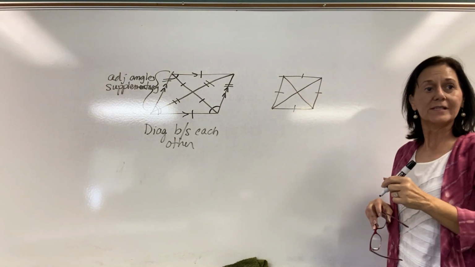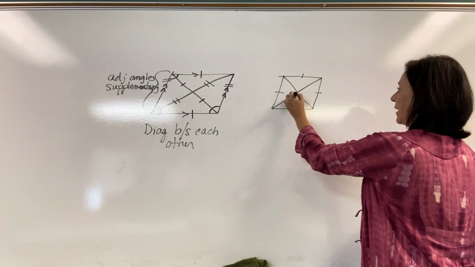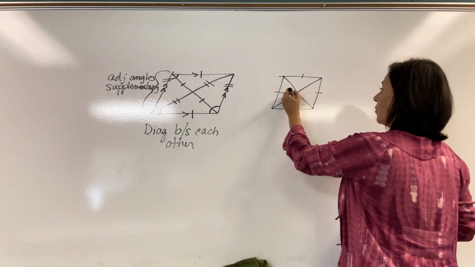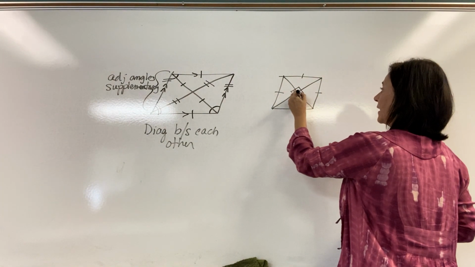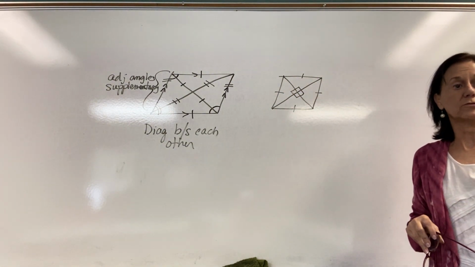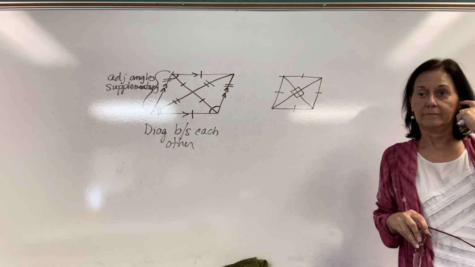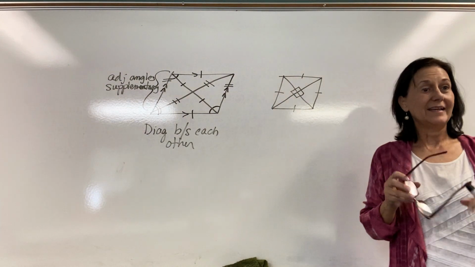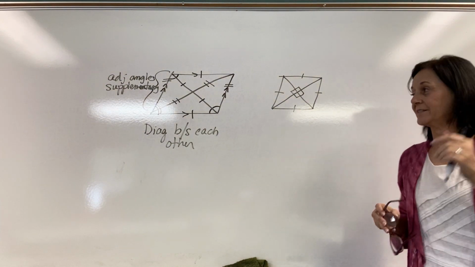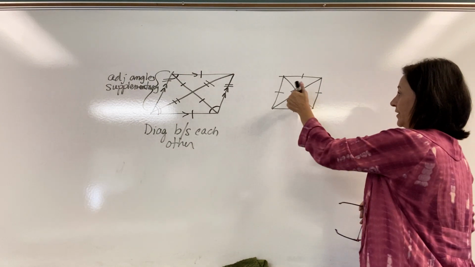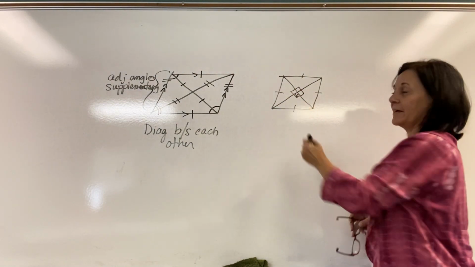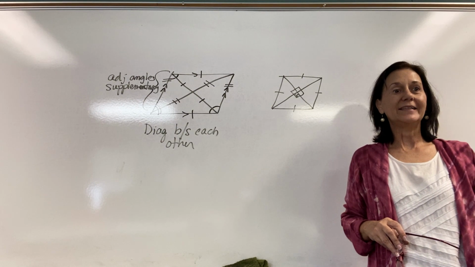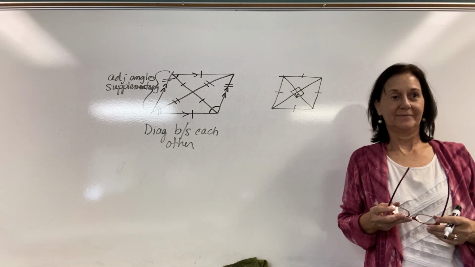Where the diagonals intersect, they form right angles. In fact, there are 4 congruent triangles. All 4 of those triangles are congruent. I've seen that on the ACT. Should be a 2-second answer. You know, they'll ask, what is the measure of that angle? 90 degrees.